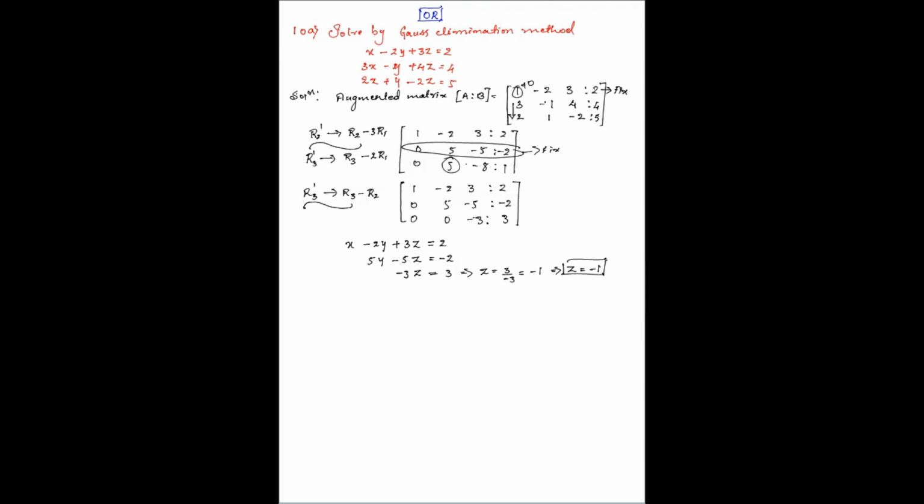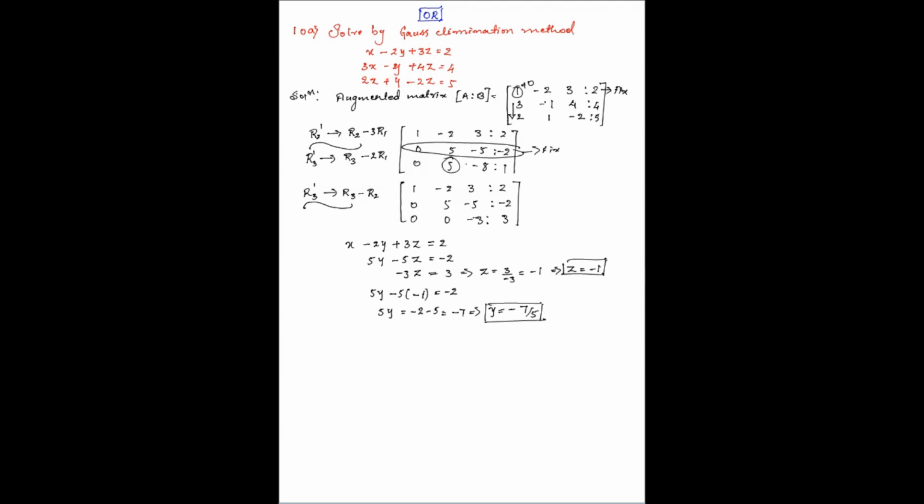Substituting the value of z as minus 1 in the above equation. So 5y minus 5 into minus 1 equal to minus 2. Simplifying this, 5y equal to minus 2 minus 5. Minus 2 minus 5 is how much? So which is equal to minus 7. That implies y equal to minus 7 by 5. I got the value of y and z.